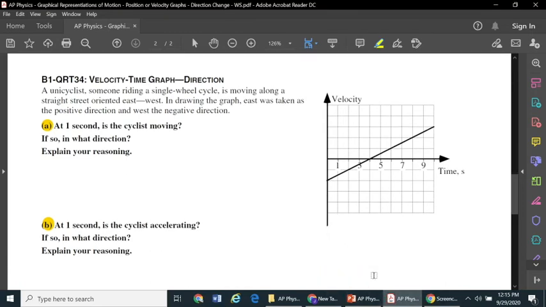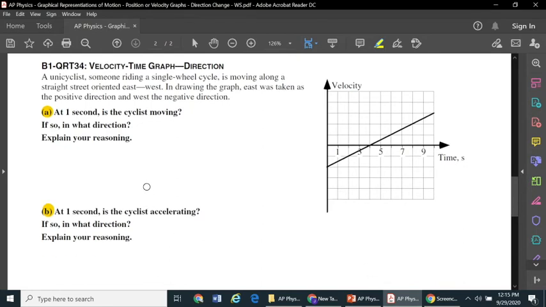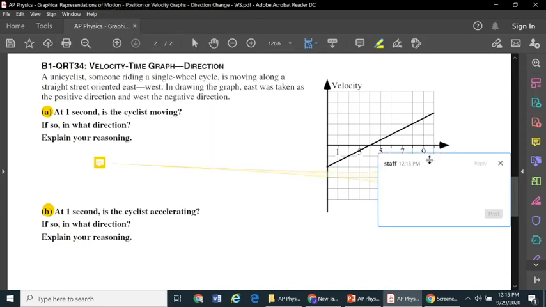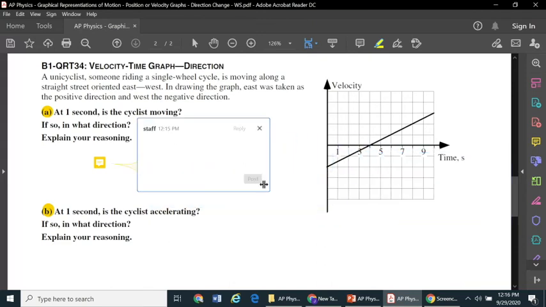Okay, so hopefully you got a chance to think about these problems and wrote down an answer. Now we'll take a moment to review them. So part A was the first one I asked you to do. And part A said, at 1 second, is the cyclist moving? If so, in what direction? Explain your reasoning.